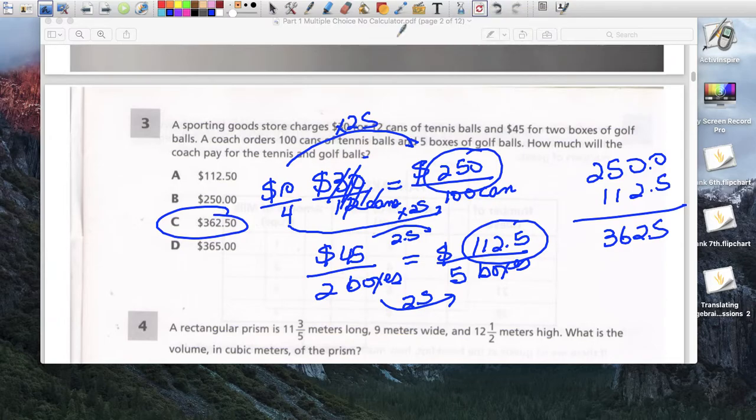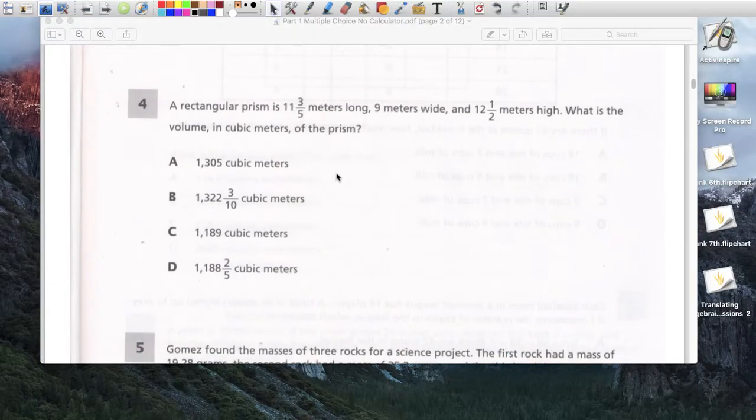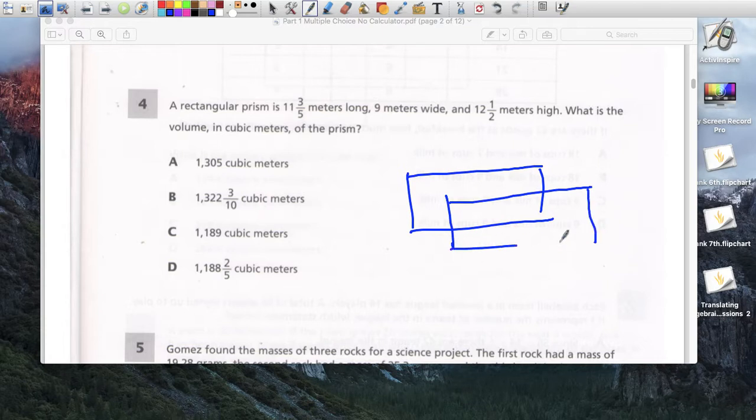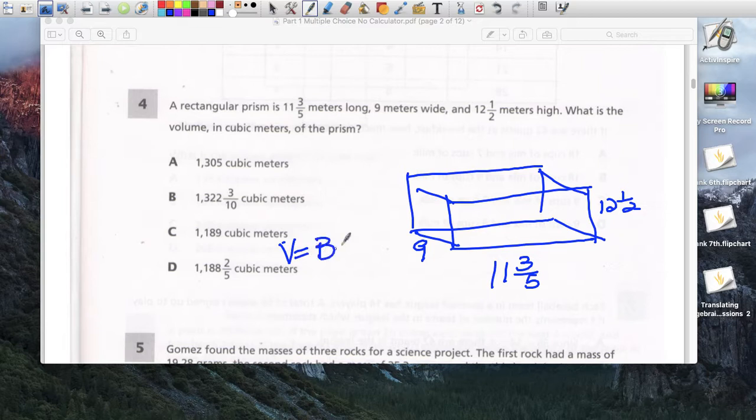Okay, so there was a little bit of work to do there. Number four, rectangular prism. So let me draw a rectangular prism. Here's my prism. Connect, connect, connect, and connect. It's 11 and 3/5 over here, 9 meters wide, so I'll put the 9 here, and going up and down, it's 12 and a half. What is the volume? Well, let's write it like this. My base is made up of 11 and 3/5 times 9, and my height is 12 and a half.